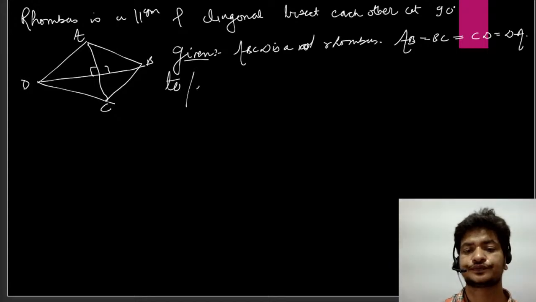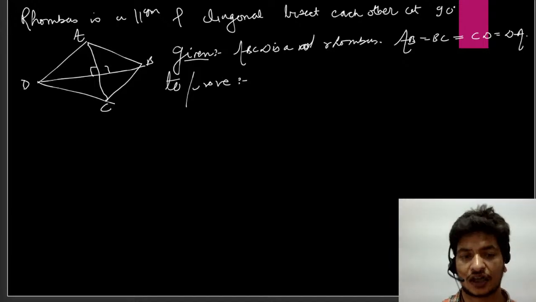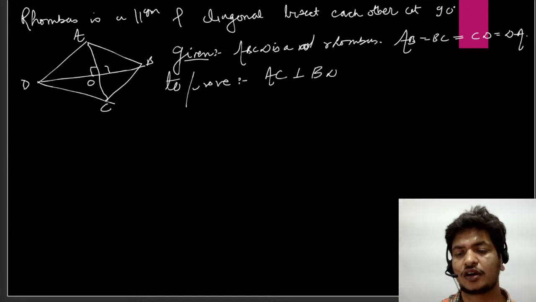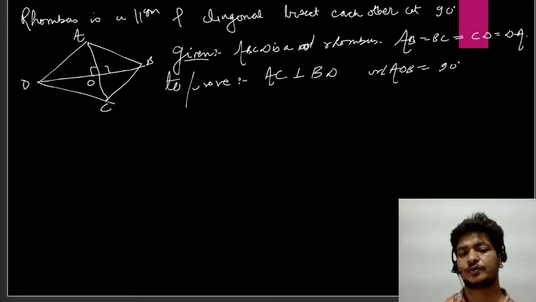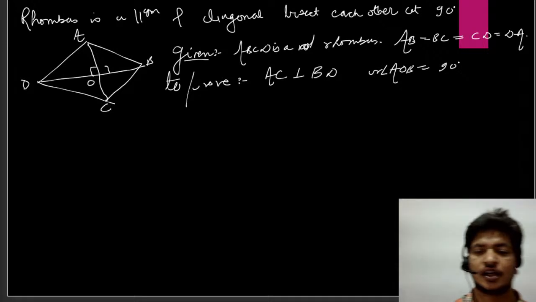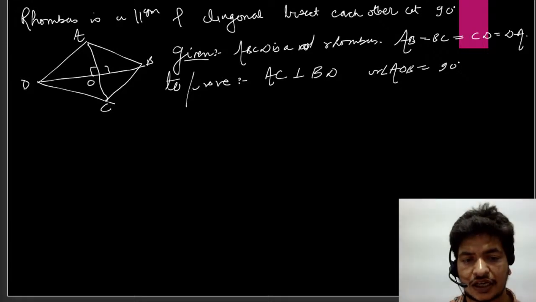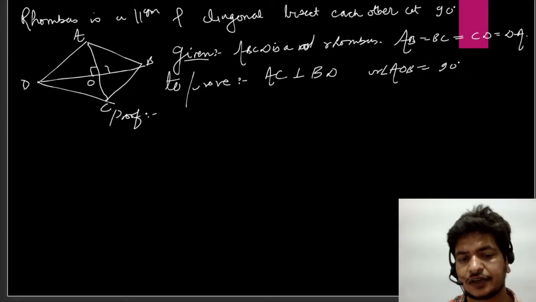टू प्रूफ वी हैव टू गो विथ ट्रायंगल. अगर ये AC is perpendicular to BD, or we can say angle AOB, that is equal to 90 degree. एंगल AOB that is equal to 90 degree. इसके लिए क्या करेंगे हम लोग, लिखेंगे यहाँ पे प्रूफ. ओके, वी विल राइट प्रूफ.